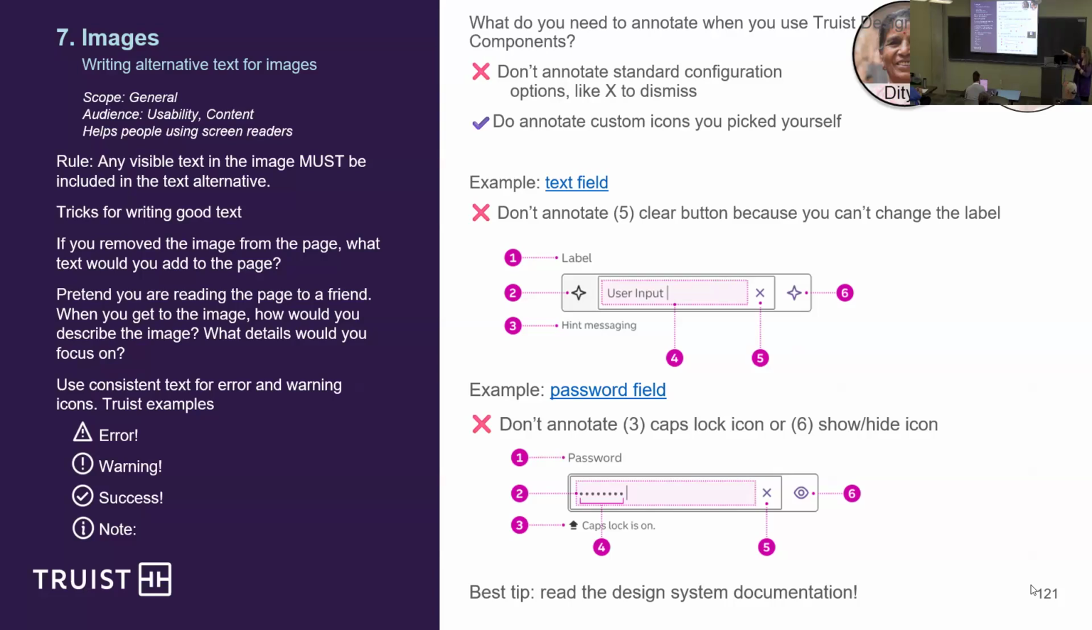The design system has that, like number 5 is that X to clear the text field, and you actually can't change the label of that. So it's annotated in the design system documentation. You don't have to annotate it in your wireframe, but you can add icons on the left and the right. So those you do have to annotate. So even if you're not using a design system, you might have repeatable patterns. We get into a lot of fights over what people don't annotate. We're all still learning.